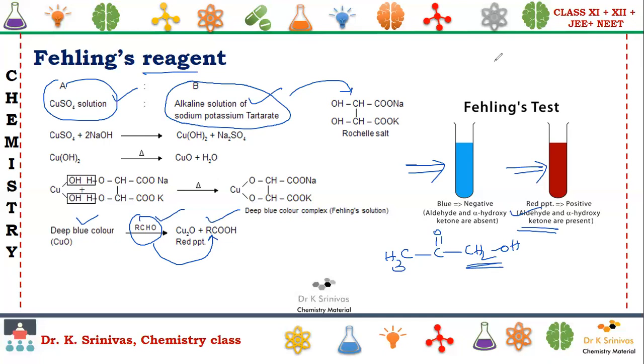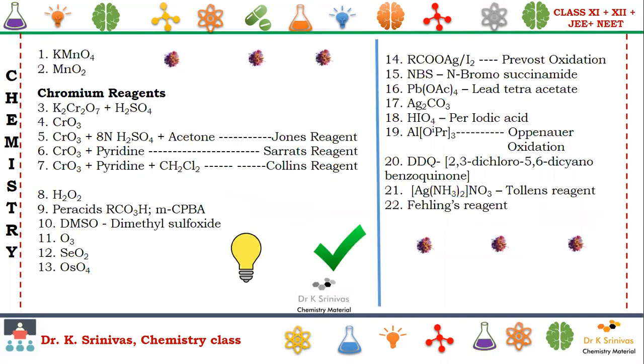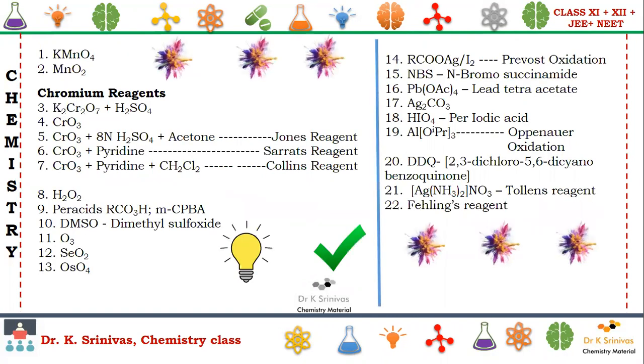Okay, I hope I am very clear. If you replay this once again, the concepts will be very clear to you. Overall, we have covered 22 oxidizing agents in simple 8 slides. So what I suggest to you all is to recap those things or explain them at least 2 to 3 times. Then it will be very easy for you to understand.